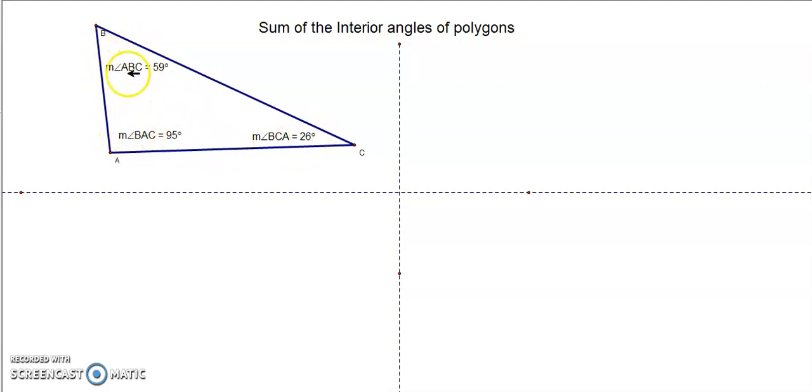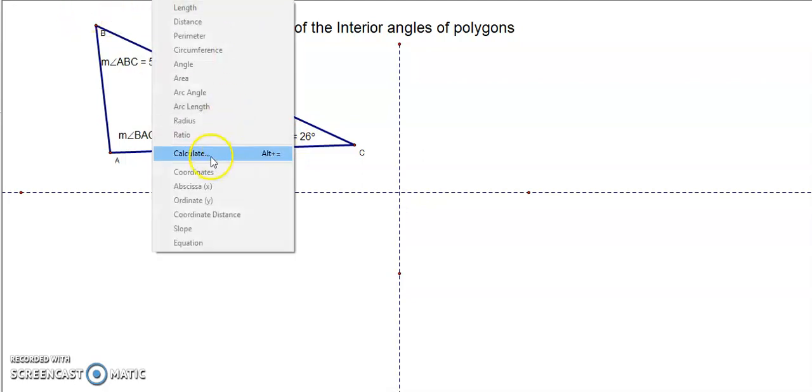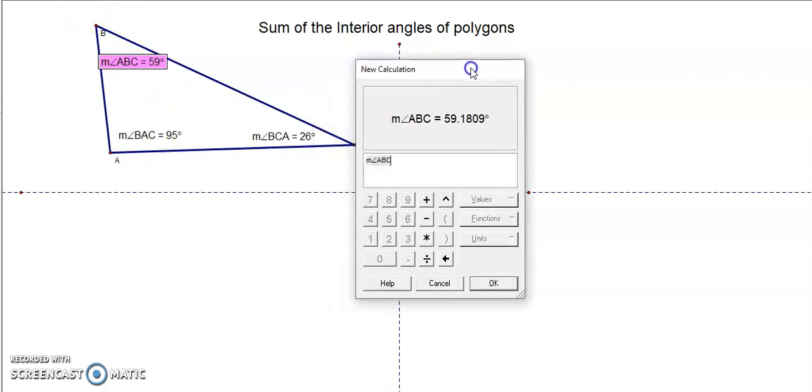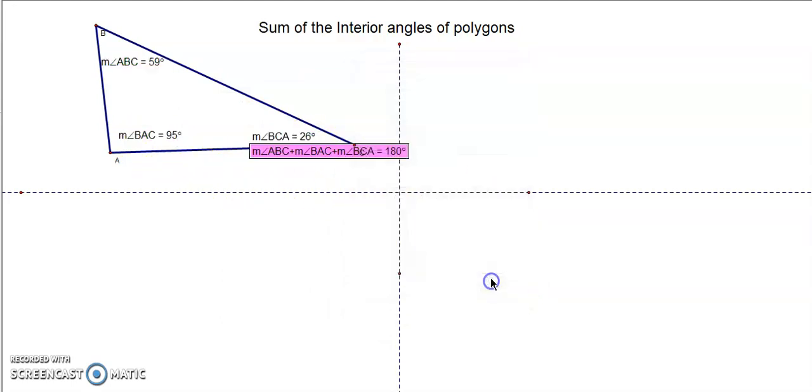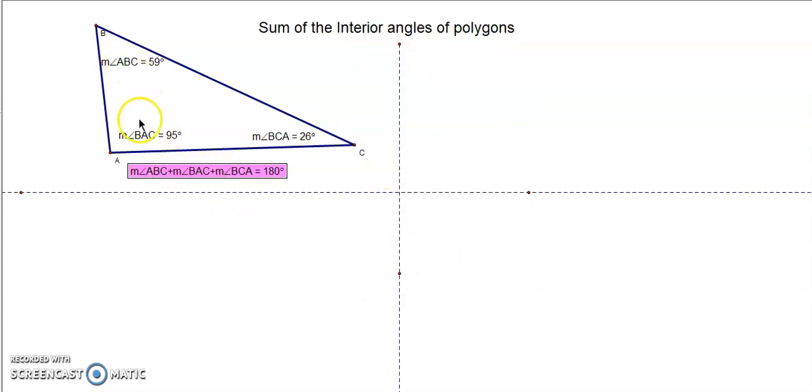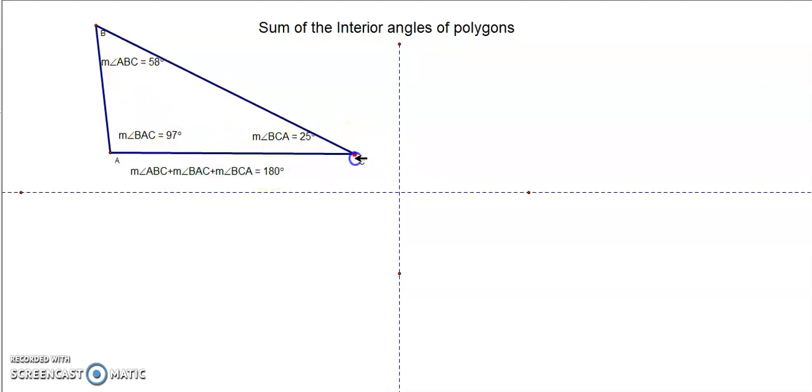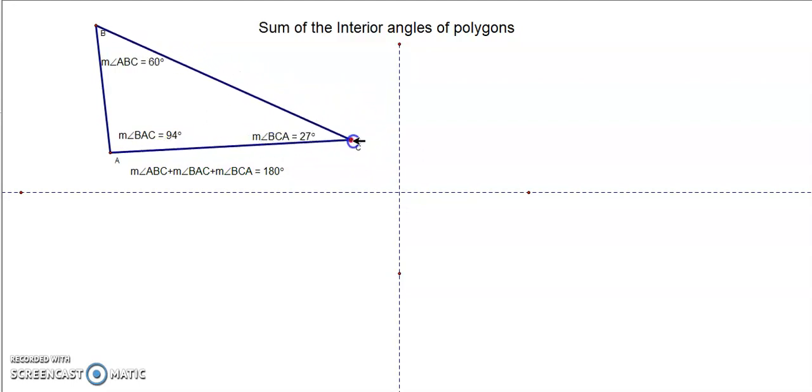So if I start with a triangle, here I have a triangle, and I measured each one of the three angles. We already know that when we add up the angles in a triangle, we get, well, let's do it. This angle plus this one plus this one, and we get 180 degrees. We already knew that. So the sum of the interior angles of a triangle is 180 degrees, and it doesn't matter what kind of triangle. I can change the angles around, and the sum you see is still 180, still 180.